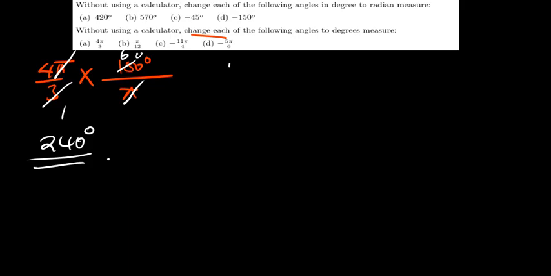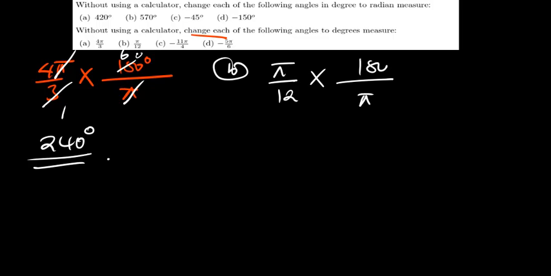So part B, we have pi divided by 12. Again, you do the same. Put 12 here. You put pi down and you put 180 here. So pi and pi will cancel. So now 180 divided by 12. What are we going to have? It's actually 15. So it will be 15 degrees.